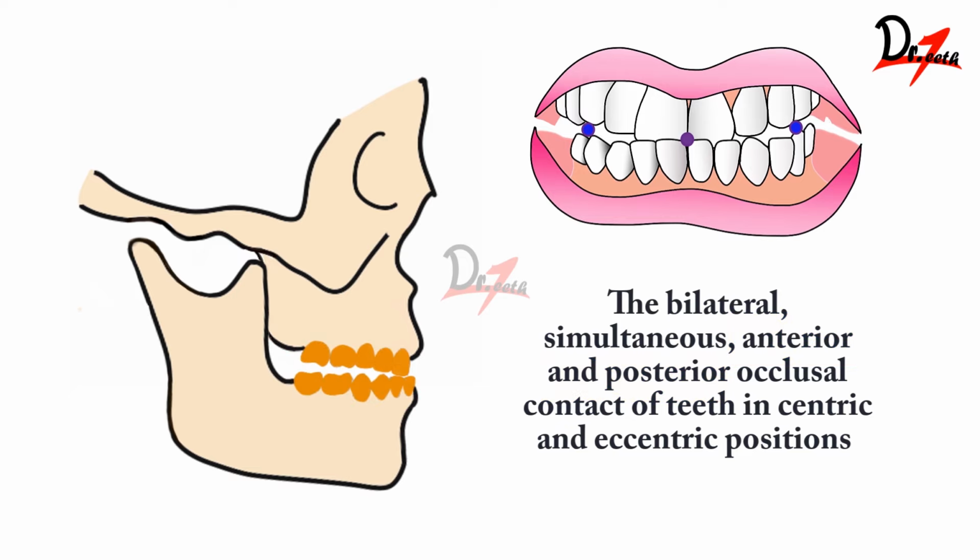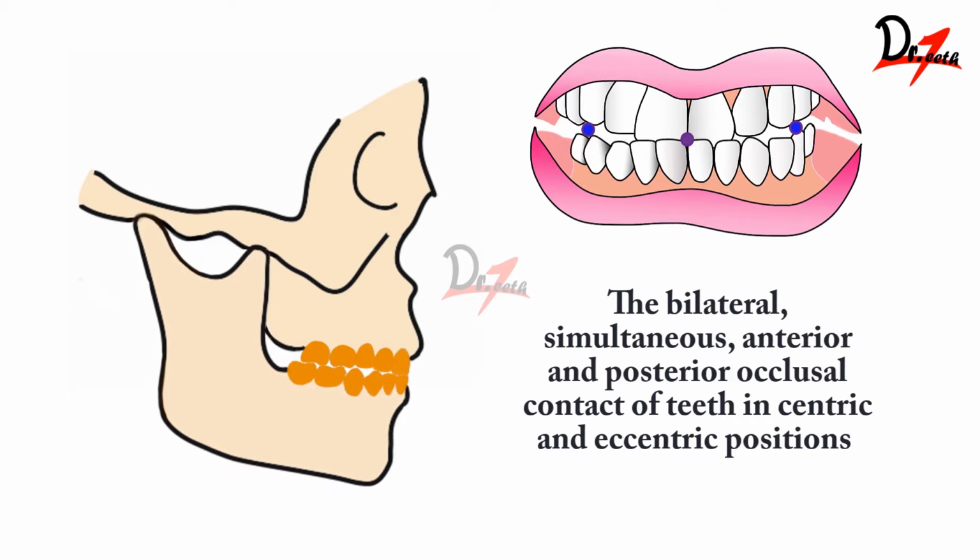What is centric? See, what is centric occlusion? It is the occlusion of the opposing teeth when the mandible is in centric relation. Okay, now what is centric relation? It is a bone to bone relation.